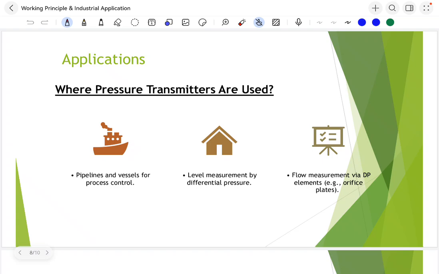Now, the applications, so where pressure transmitters are used. They can be used in pipelines and vessels for process controls. They can also be used in level measurements by differential pressure, and as well flow measurements via DP elements, such as the orifice plates.